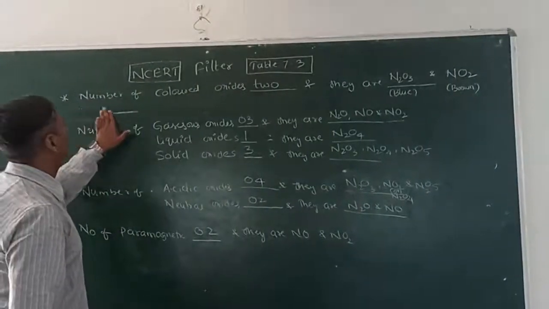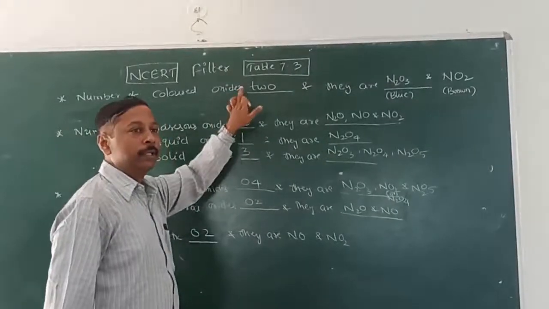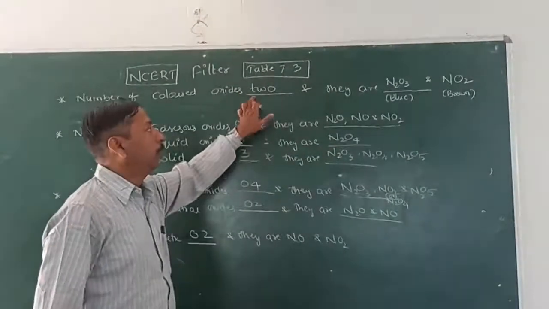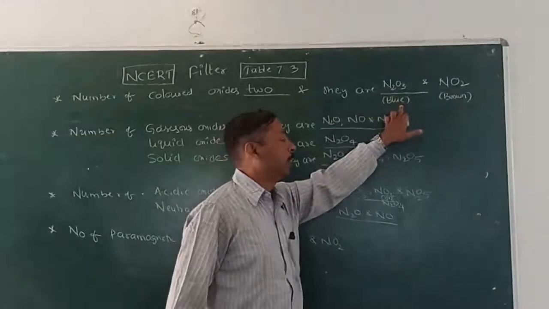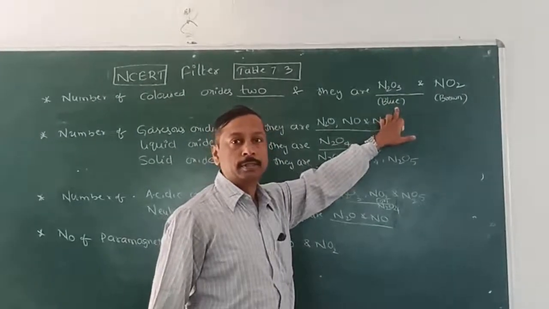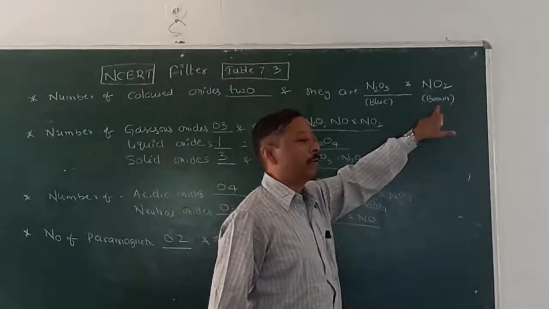Now, what are those? First of all, the number of colored oxides. Okay. For the integer type it will be 2. And what are the colored oxides? N2O3. N2O3 is blue color. It is also called sesquioxide. What is it called? Sesquioxide. And NO2 is brown color.